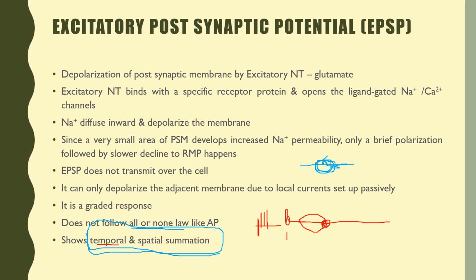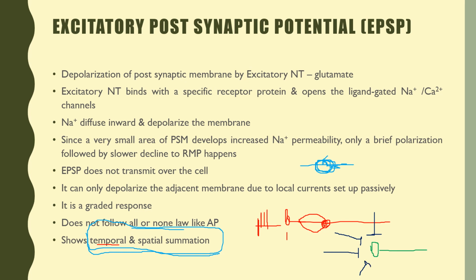And what is spatial summation? Spatial summation is, I'll use this color. Suppose this is the postsynaptic neuron. Now, this postsynaptic neuron is having connection not only with one presynaptic neuron. This is one presynaptic neuron. This is the second presynaptic neuron. This is the third one, and this is the fourth one.